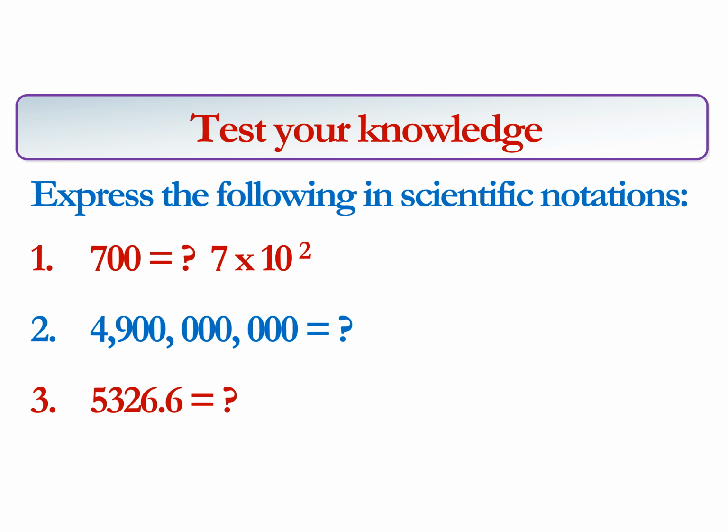So you can test your knowledge by trying to solve these examples. For instance, for number 1, you count 1, you count 2, and then you stop. So this will then be 7 times 10 to power 2. So try to solve the remaining 2 examples just to make sure that you have understood how to use scientific notation to express some numbers.